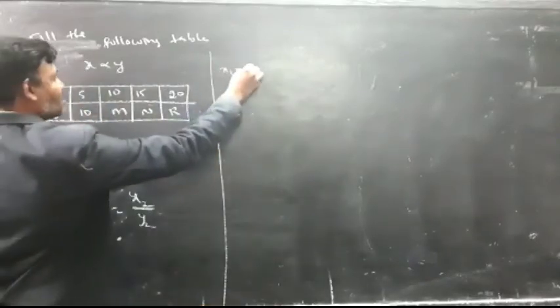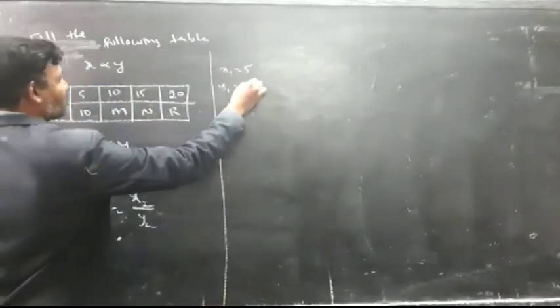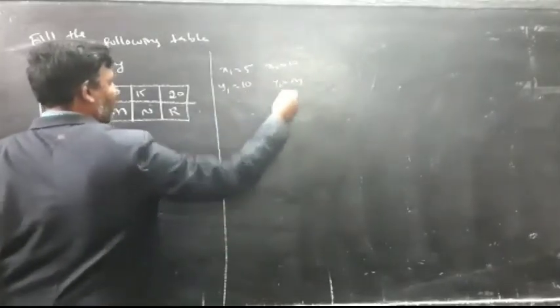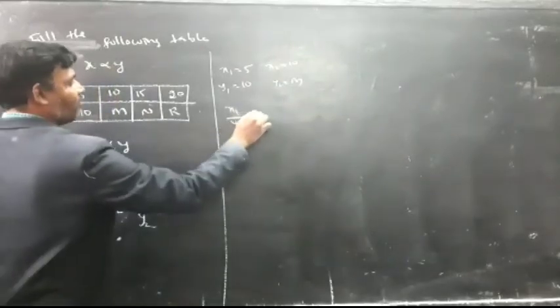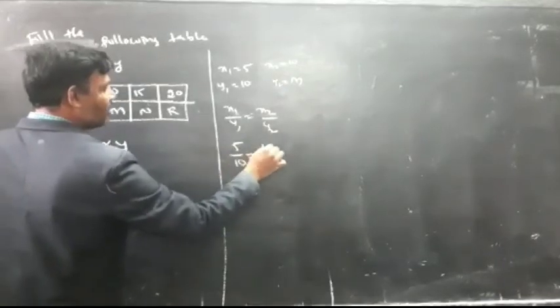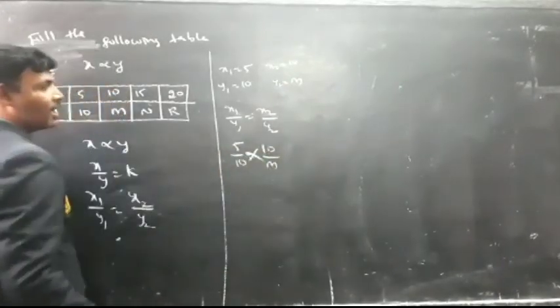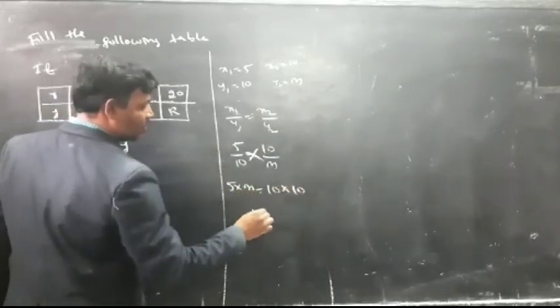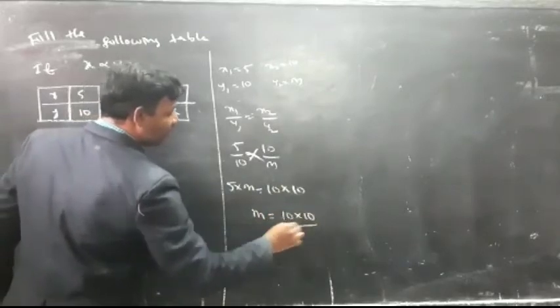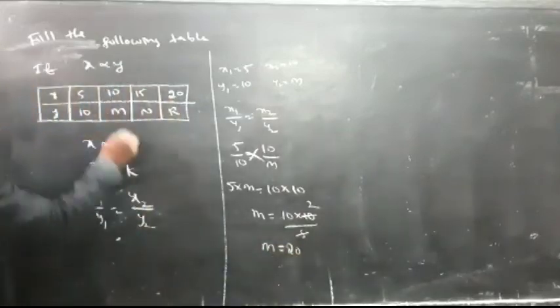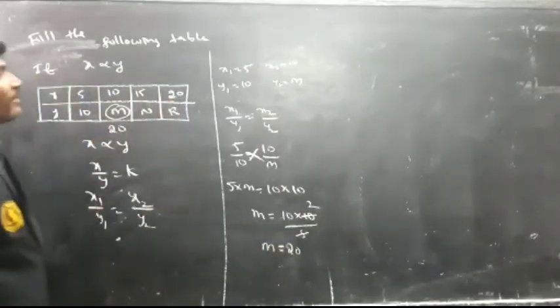First, in the first column, what is x1? x1 is equal to 5 and y1 is equal to 10. Then x2 is equal to 10 and y2 is equal to m. x1 by y1 is equal to x2 by y2. So 5 by 10 is equal to 10 by m. By cross multiplication, 5 into m is equal to 10 into 10. So m is equal to 10 into 10 by 5. 5 ones are 5, 5 twos are 10. M is equal to 20. So the value of m is 20.